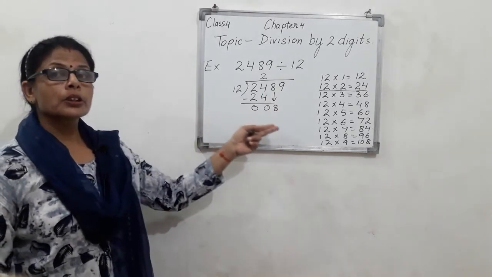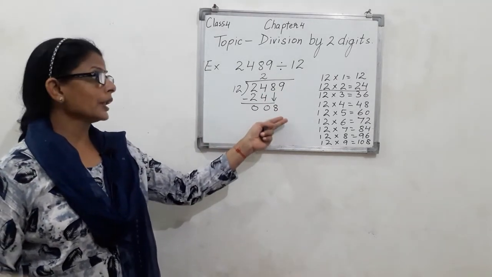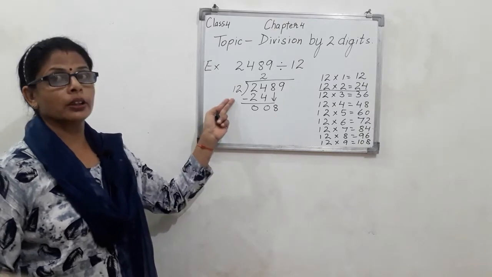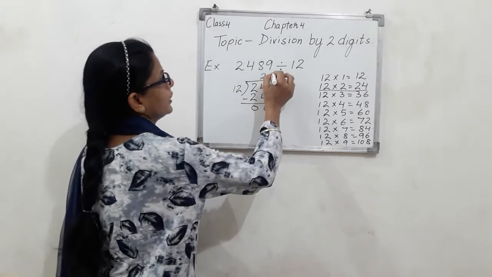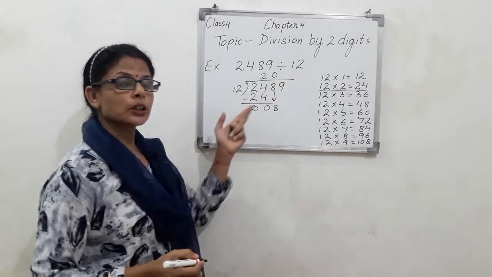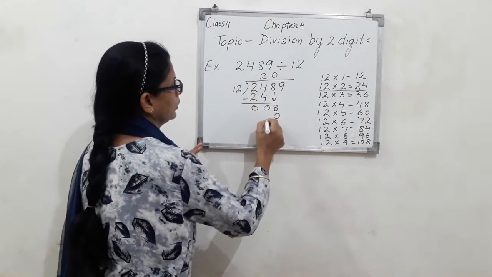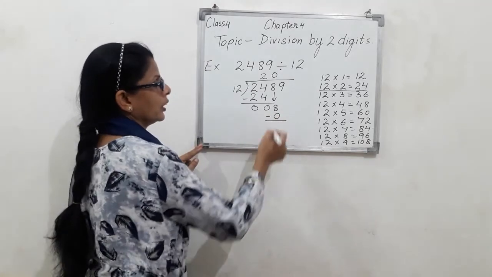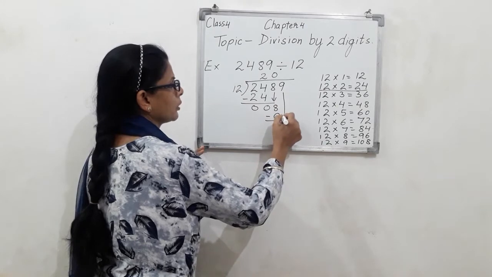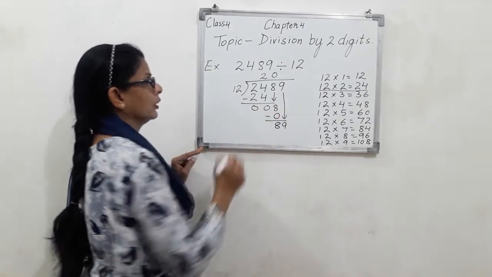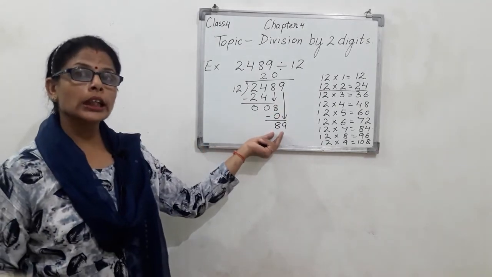Does 8 come in the 12 table? No, because 8 is smaller and 12 is bigger. We cannot divide it. So when we cannot divide, we write 0 on the top. 12 zeros are 0 only. Minus it. 8 minus 0 is 8 only. Now we have to copy down the next number, 9. Now the number has become 89.